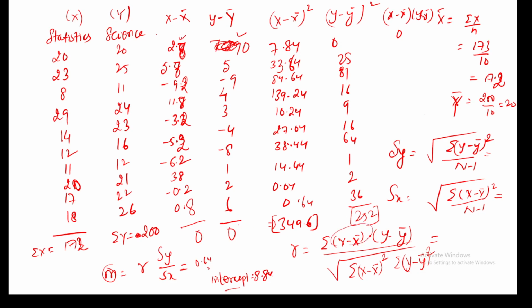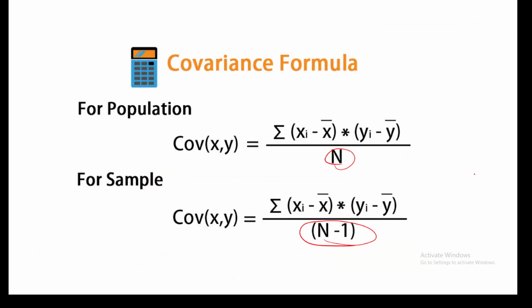First you have to multiply 2.7 into 0, 5.7 into 5, 9.2 into 9, and some terms will come. You have to take the summation of these and put it here. For the population, it will be n. If you are taking a sample, it will be n minus 1.